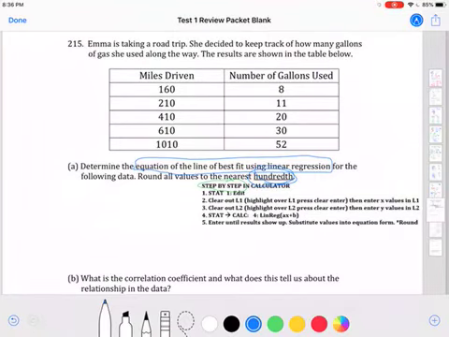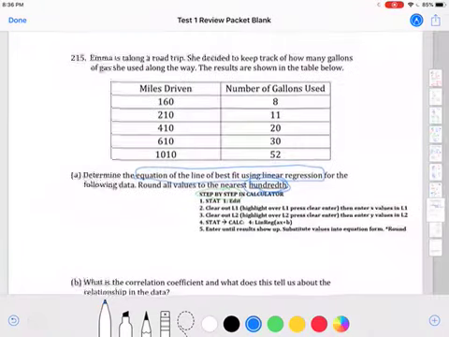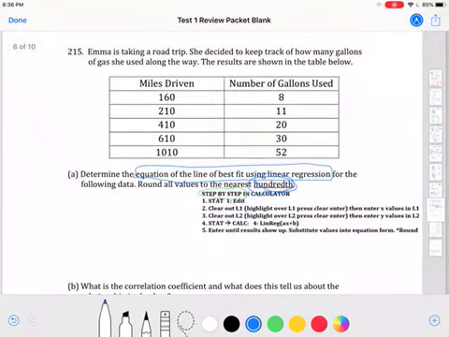Okay, so step 1 is to press stat. So stat is on like the top middle of your calculator, and then you press edit or enter at that point. Your left side, your miles driven, is going to be your L1. Your L2 is going to be the number of gallons used. So to clear them out, you highlight over L1, press clear enter. Use your arrows to highlight over L2, press clear enter, and you should have a completely cleared list.